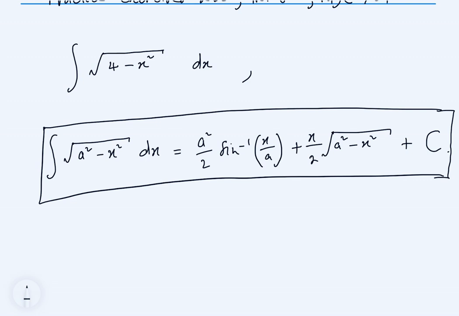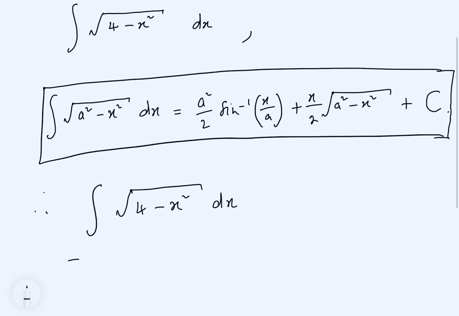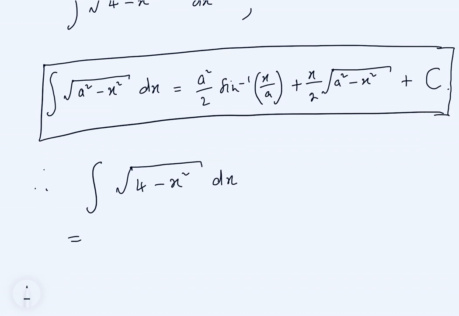So we say therefore, this given integral, the square root of 4 minus x squared with respect to x, is equal to... now all we do is substitute into the formula, but we have to identify what a is. a is obviously the square root of 4 in this case, because 4 you can write as 2 squared, and of course 2 is the square root of 4. So a squared is 2 to the power 2, which is 4, over 2.